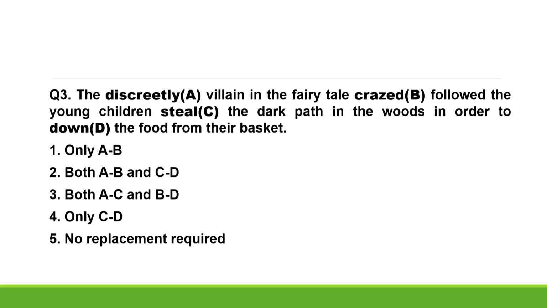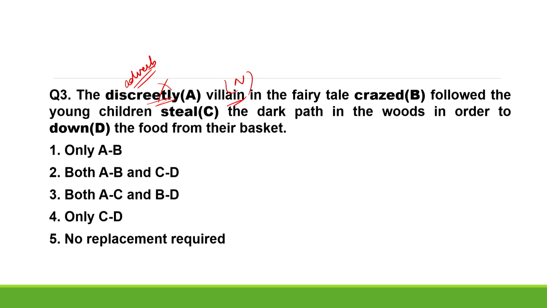So, is it done? Let us discuss. Let me first read out the sentence given. The discreetly villain in the fairy tale crazed followed the young children steal the dark path in the woods in order to down the food from their basket. So, let us analyze the sentence given. So, as you all can see, villain is a noun. Thus, adjective should come before it. The use of discreetly is wrong because it is an adverb.